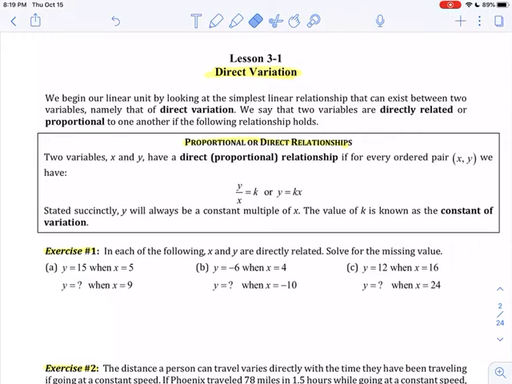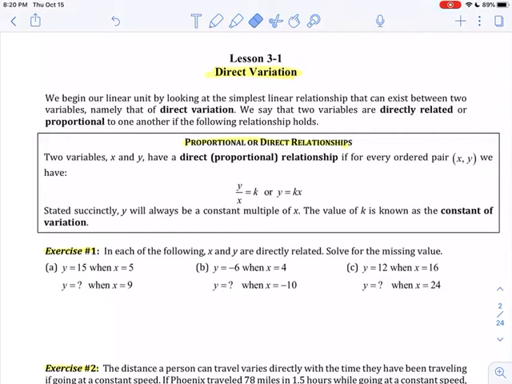Hi Algebra 2. Today's video we're going to do part of lesson 3.1, which is direct variation, and part of lesson 3.3, which was writing equations. Both of these topics are things that you learned previously in algebra and geometry, so I'm just going to do a quick overview of them.